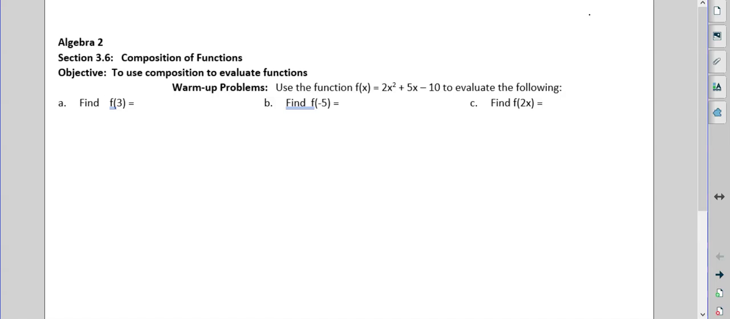All right, 3.6, composition of functions. So we have some warm-ups here. On A, we're going to plug in 3 into f of x. All these are f of x. So we're going to plug in a 3 here and here.